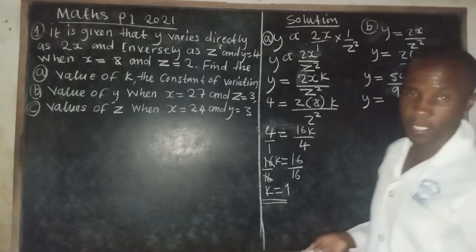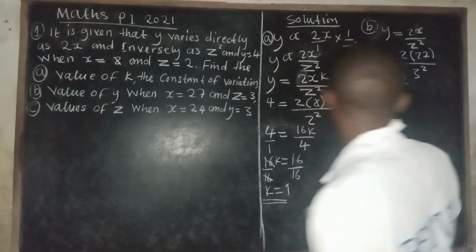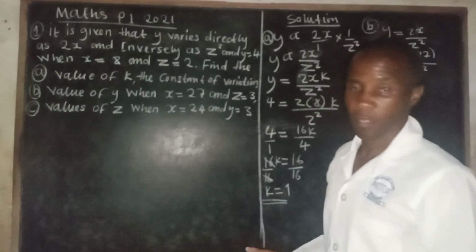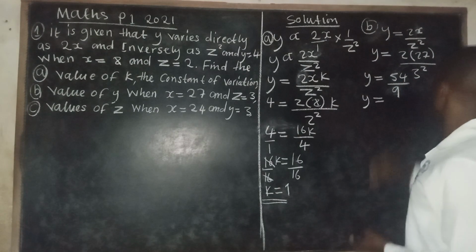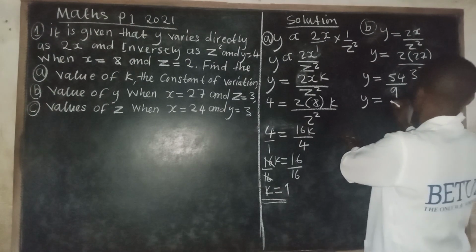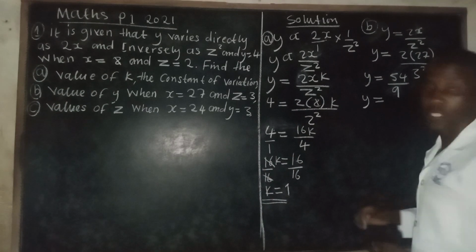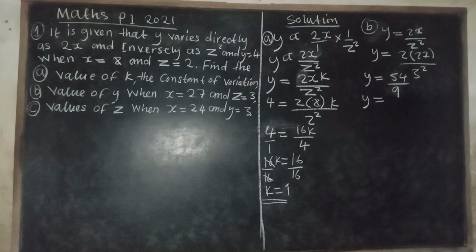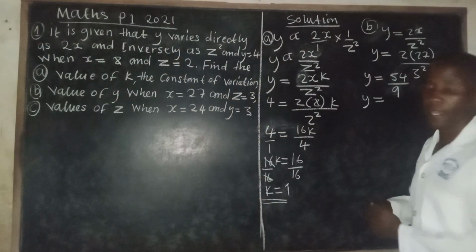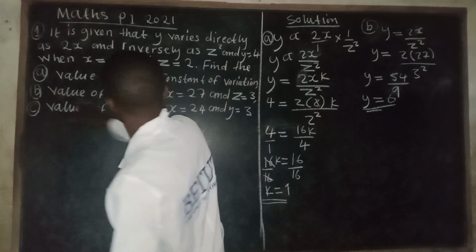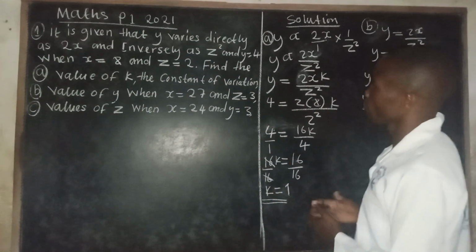Remember, this is paper 1. We don't need to use calculators. So how many times does 9 go into 54? 54 divided by 9, the answer is 6. So it means we have found the value of y. That is B. Then we go to the last one.